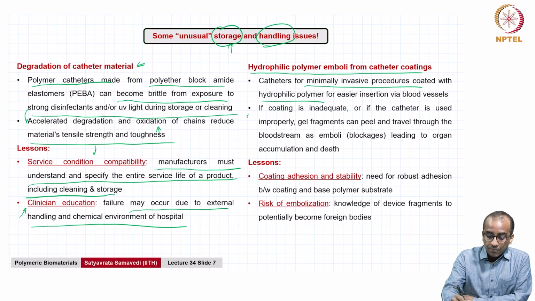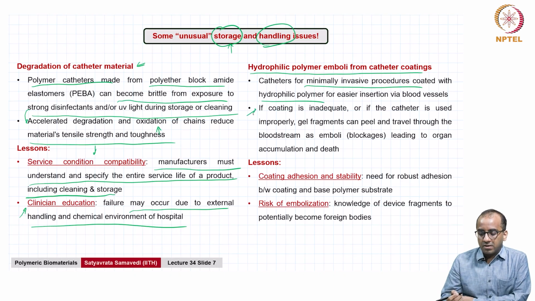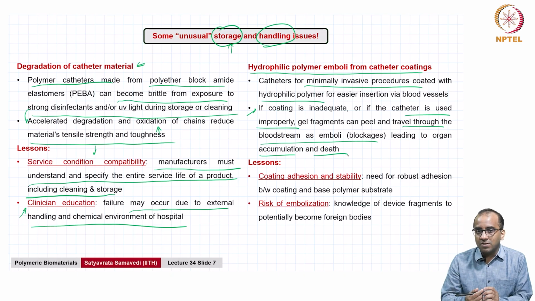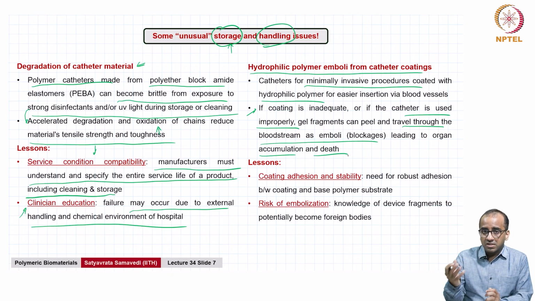Now, if the coating is inadequate or if the catheter is used inappropriately or improperly, these gel fragments from the coating can peel off and travel through the bloodstream as emboli, and that can be severely problematic because it can lead to organ accumulation and potentially even death. So, these fragments that dislodge from the coating can lead to such severe issues.